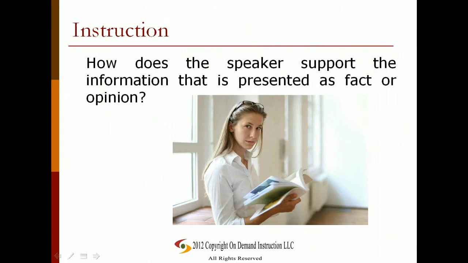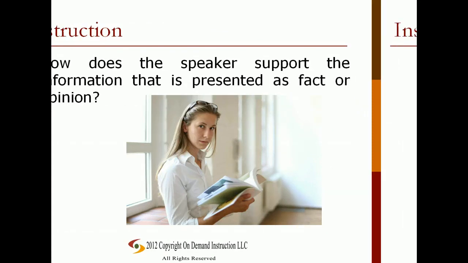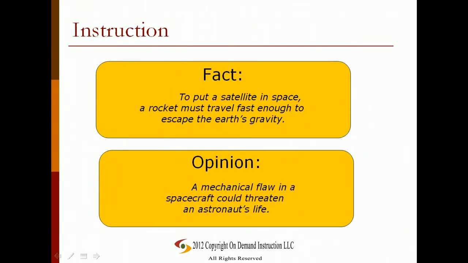How does the speaker support the information that is presented as fact or opinion? You can verify facts by checking a reference material. The speaker must support his or her opinion with facts before you can accept it as a valid opinion. For example, a fact: to put a satellite in space, a rocket must travel fast enough to escape the Earth's gravity. And here's an example of an opinion: a mechanical flaw in a spacecraft could threaten an astronaut's life.